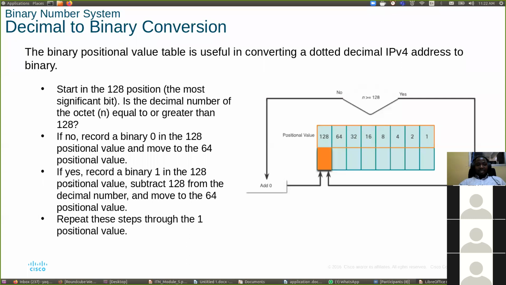Then they're telling you that if yes, record 1 in the 128 position and subtract it. So you record 1 and subtract 128 from the number. When you subtract, how much are you left with? Another 64. So you move to the next position and do the same thing. Compare this 64 with this 64 and see whether it's equal to or greater than it. If yes, write 1. If no, write 0.